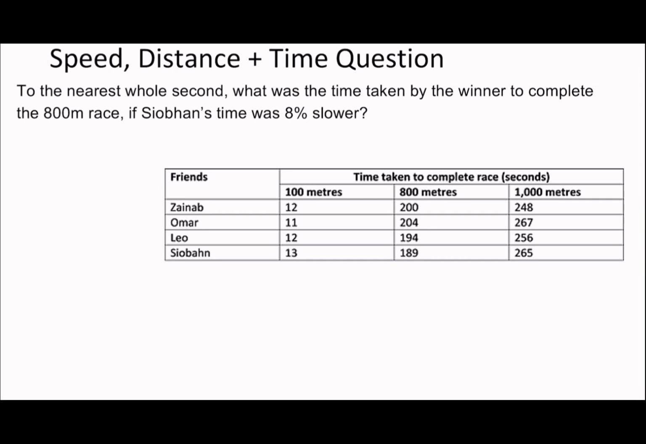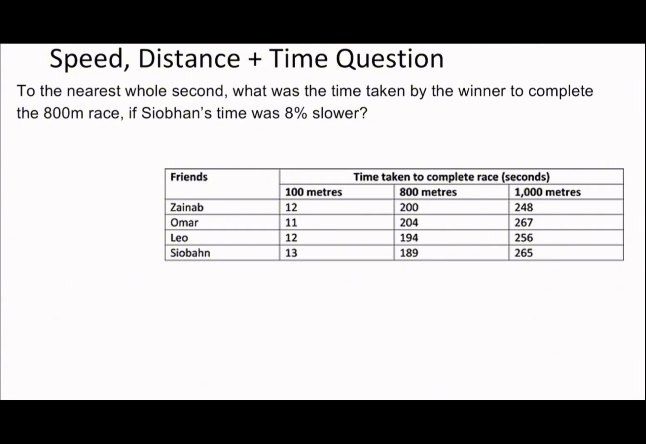So to the nearest whole second, what was the time taken by the winner to complete the 800-meter race if Siobhan's time was 8% slower? Okay, so this is a good question. So what was the time taken for the winner to complete the 800-meter race if Siobhan's time was 8% slower? So I copied this question from one of the Medify questions, I believe, that I saw.